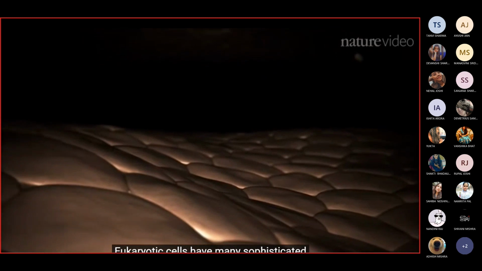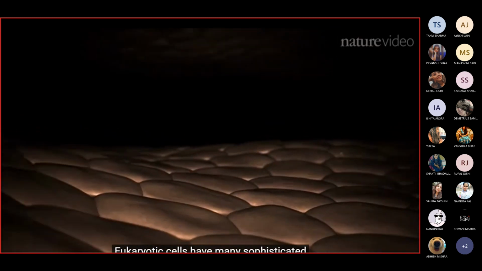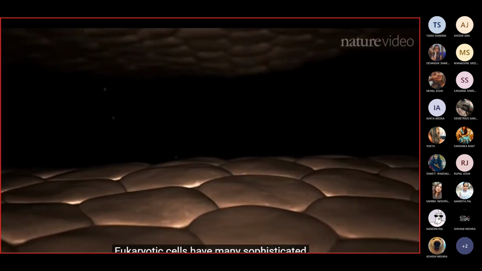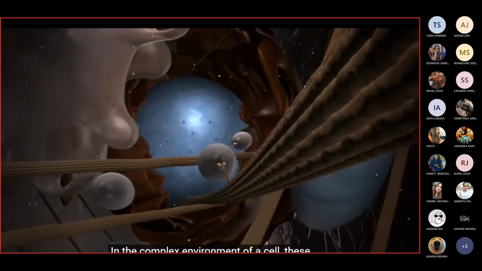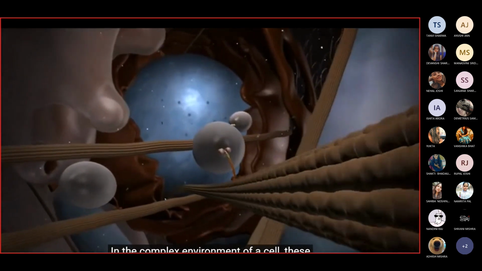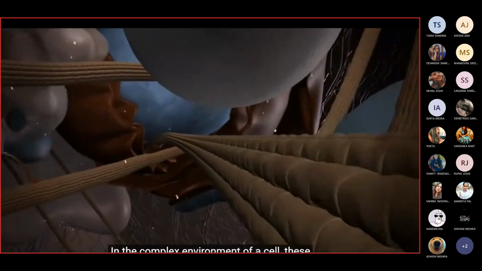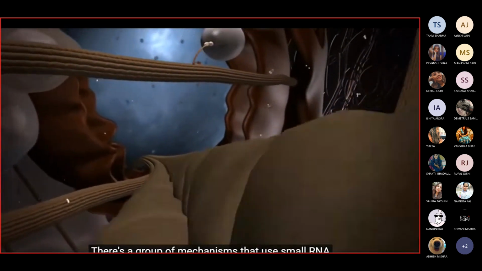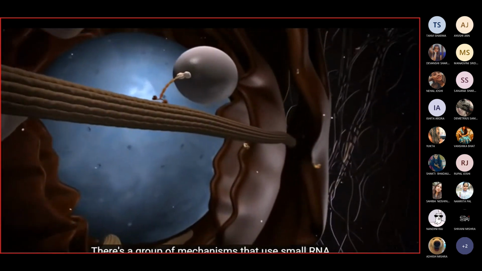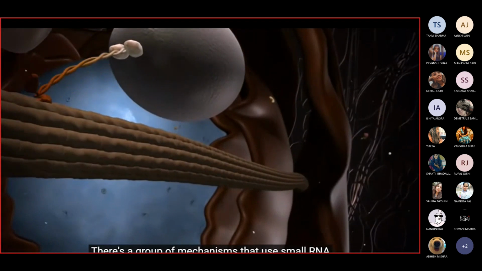Eukaryotic cells have many sophisticated ways of controlling gene expression. In the complex environment of a cell, these mechanisms need to be precisely targeted. There's a group of mechanisms that use small RNA molecules to direct gene silencing. This is called RNAi.